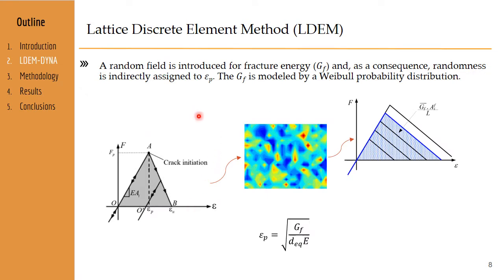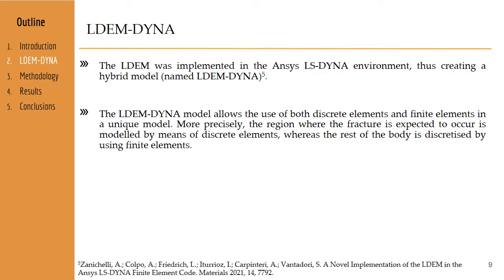In the lattice discrete element method, a random field is introduced for the fracture energy, and as a consequence, the randomness is indirectly assigned to a critical strain using this equation. The critical strain is the strain at which the crack starts. So, the fracture energy is modeled by a Weibull probability distribution.